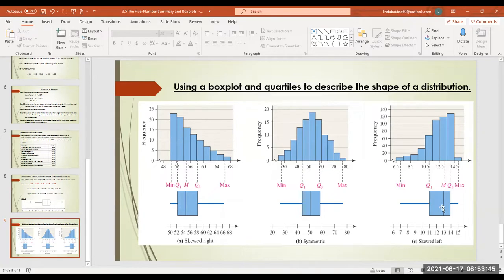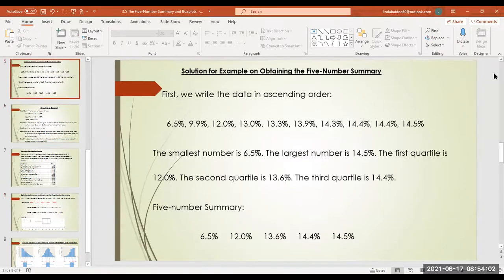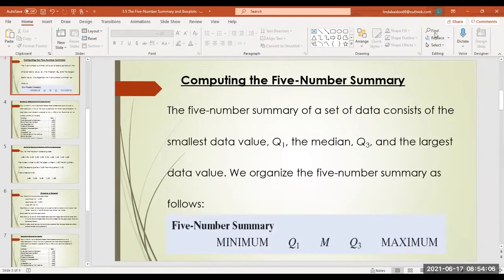So that is about the 5-number summary and box plot. And that brings us to the end of chapter 3. So chapter 3 we have from section 3.1 all the way to 3.5. And 3.1 was numerically summarizing data.